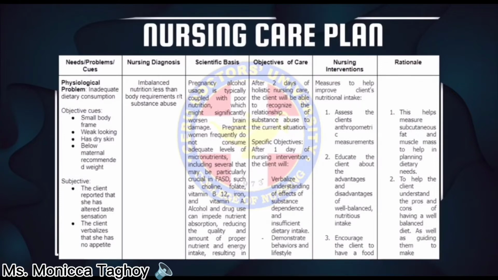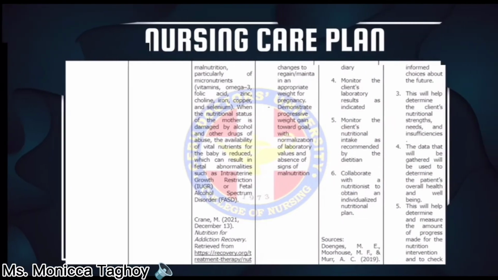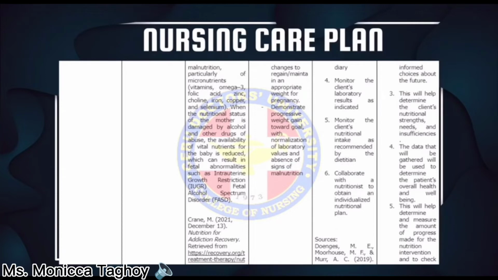So for our general objective, after 2 days of holistic nursing care, the client will be able to recognize the relationship of substance abuse to the current situation. After a day of nursing interventions, the client will verbalize understanding of effects of substance dependence and insufficient dietary intake. Next, the client will demonstrate behaviors and lifestyle changes to regain or maintain an appropriate weight for pregnancy. And lastly, the client will demonstrate progressive weight gain towards goal with normalization of laboratory values and absence of signs of malnutrition.